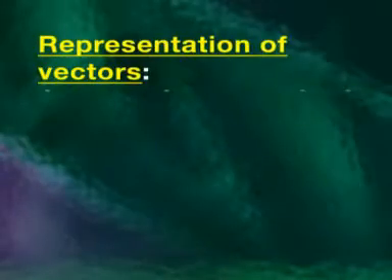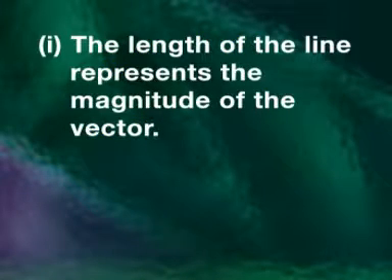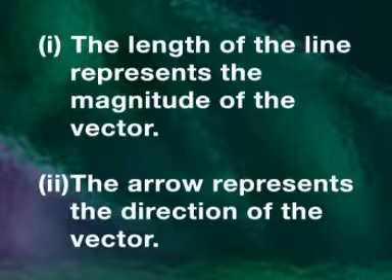Now we would want to turn our attention to how to represent vectors. A vector has magnitude and direction. A vector is usually represented by a straight line with an arrow or arrowhead on it. The length of the line represents the magnitude of the vector. The arrow represents the direction of the vector.